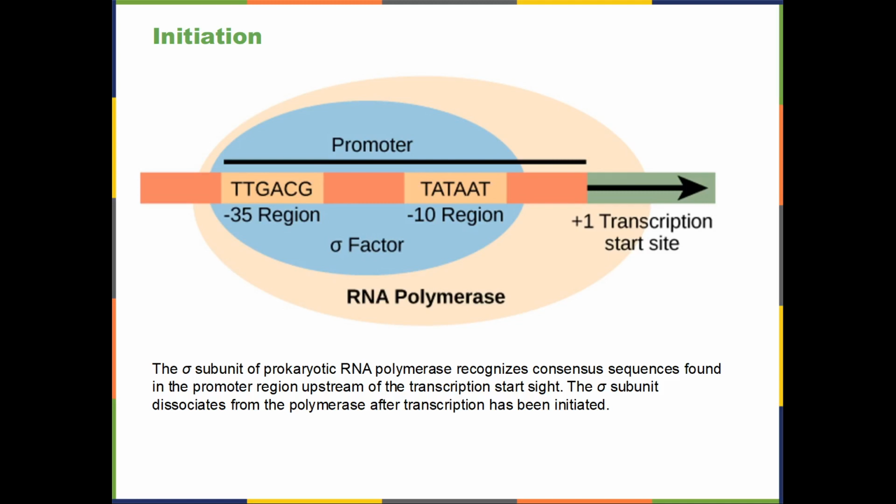So the sigma subunit of prokaryotic RNA polymerase recognizes consensus sequences found in the promoter region upstream of the transcription start site. The sigma subunit dissociates from polymerase after transcription has initiated. All right, so you've got a region of the DNA that will bind polymerase, chemically bind it, and that's what initiates transcription.